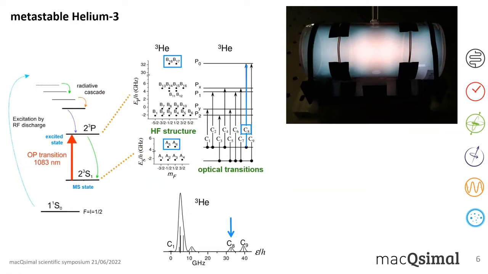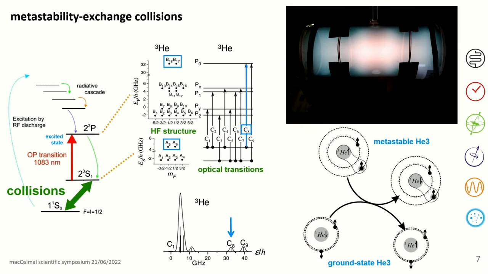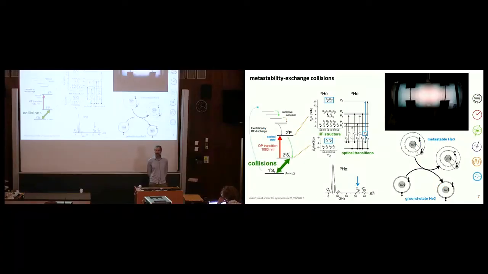And just to go back to the motivation, to how this transition is used to polarize helium atoms: the idea is that there is a process taking place between metastable atoms and ground state helium atoms, which is the metastability exchange collision. When you have this discharge inside the cell, a small fraction of ground state helium atoms are brought into this metastable state, and they will then collide with the ground state atoms.